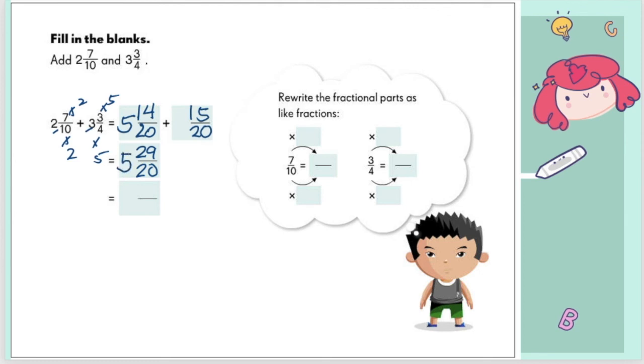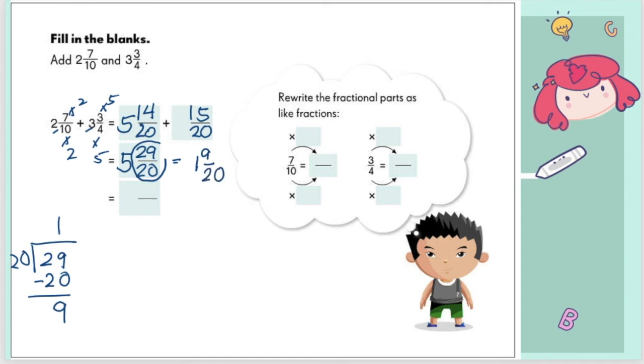Again, if you notice, the fractional part of our answer is an improper fraction. So this signals us that we have to rename our answer. So 29 over 20. Let's rename this in mixed numbers. Using the long division process, we find out how many 20s are there in 29. There's only one. So if we subtract 29 minus 20, we'll have a leftover of 9. So 29 over 20 is the same as 1 and 9 over 20.